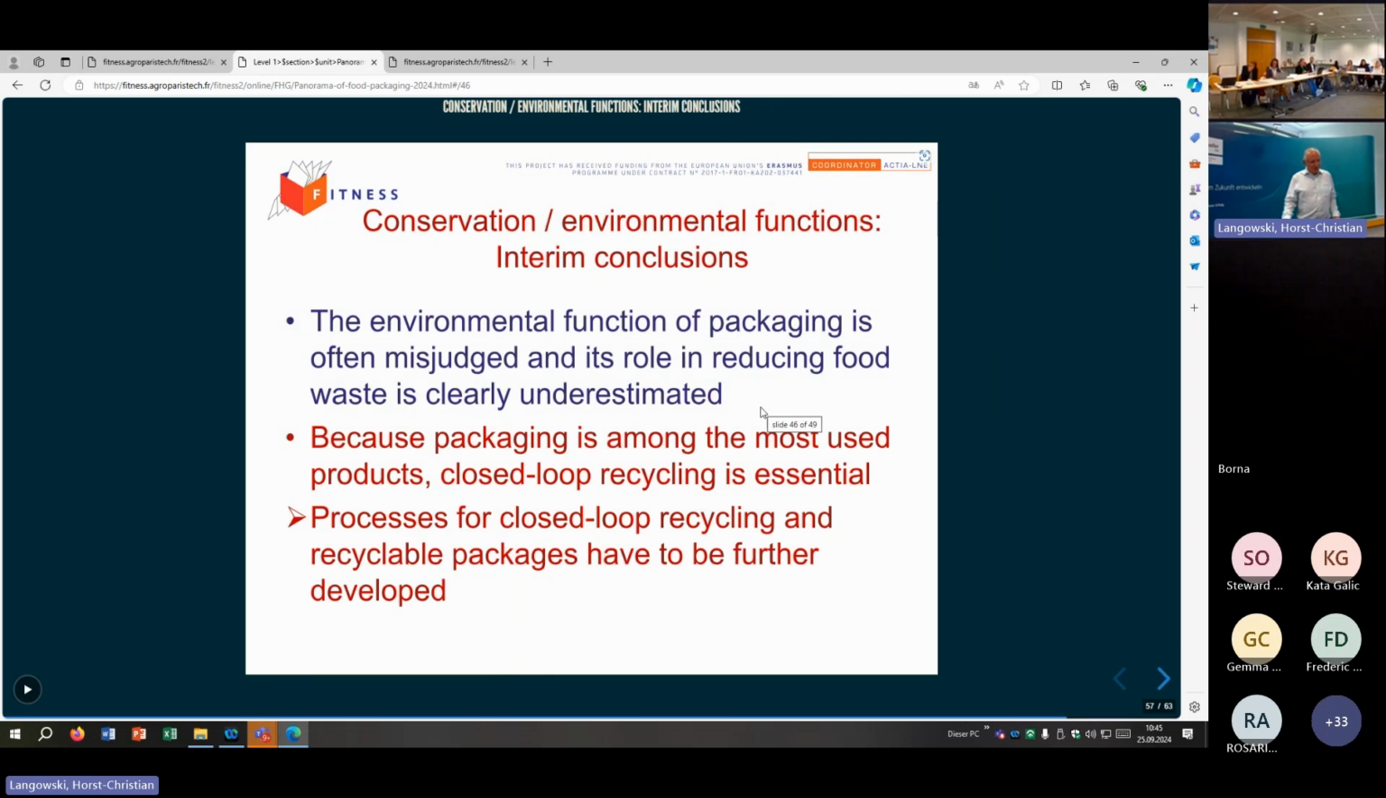All right, so conservation. We need closed loop recycling in packaging. We must regard the positive environmental function, but without recycling, this is nothing. And we need to go a long way there.